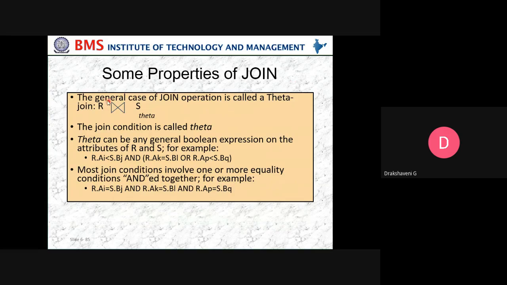Some properties of join. The general case of join operation is called a theta join, that is R join S with theta. The join condition is called theta. Theta can be any general Boolean expression on the attributes of R and S. For example, R.AI less than S.BJ and R.AK equals S.BI, or R.AP less than S.BQ. Most join conditions involve one or more equality conditions ANDed together. For example, R.AJ equals S.BJ and R.AK equals S.BI and R.AP equals S.BQ.